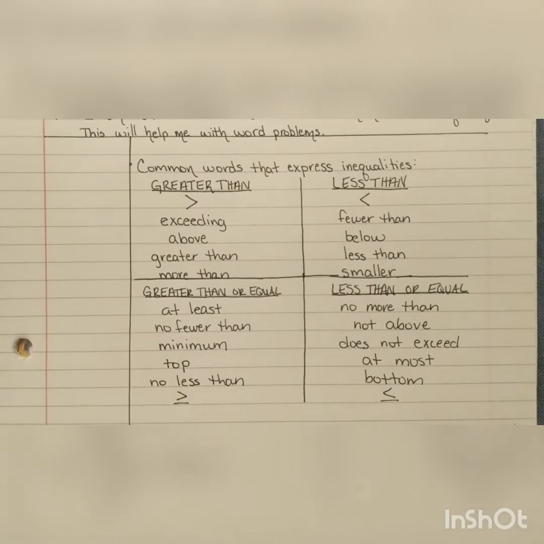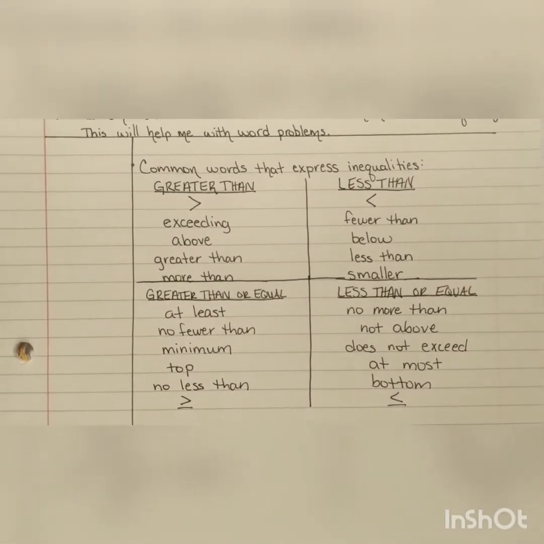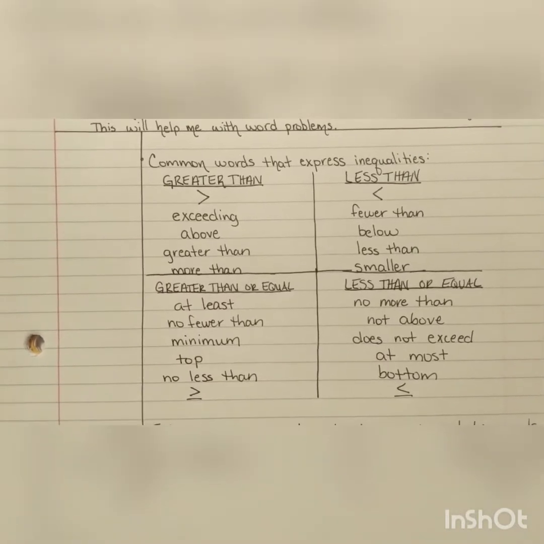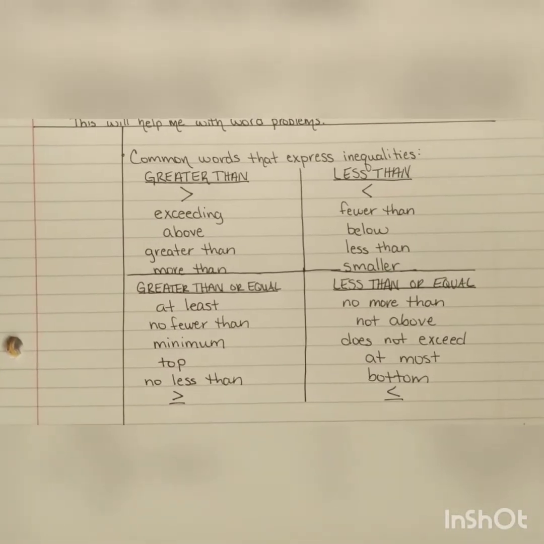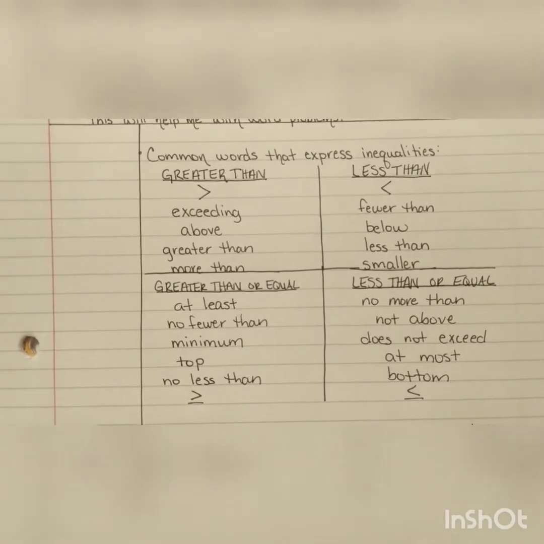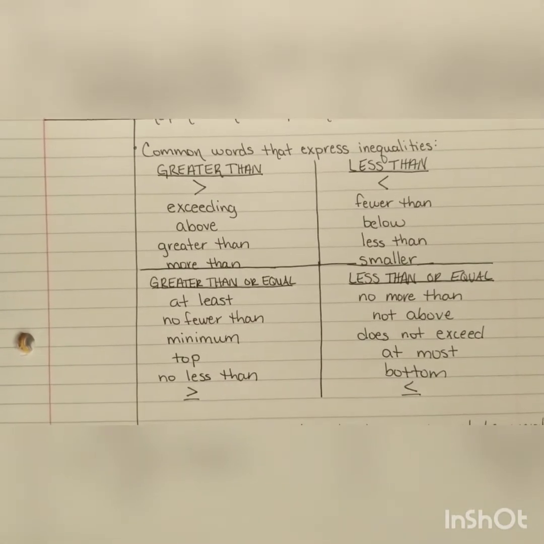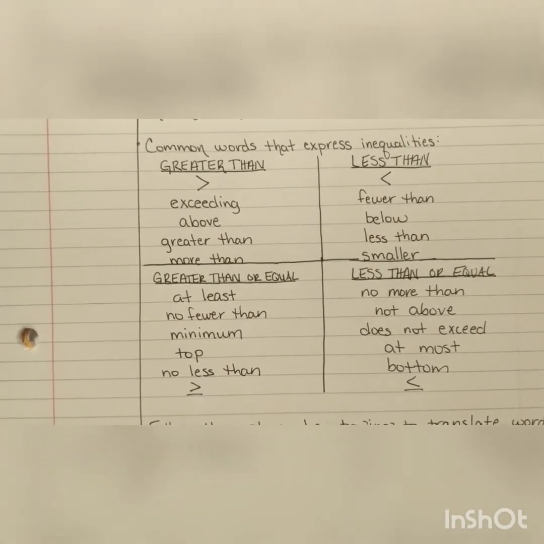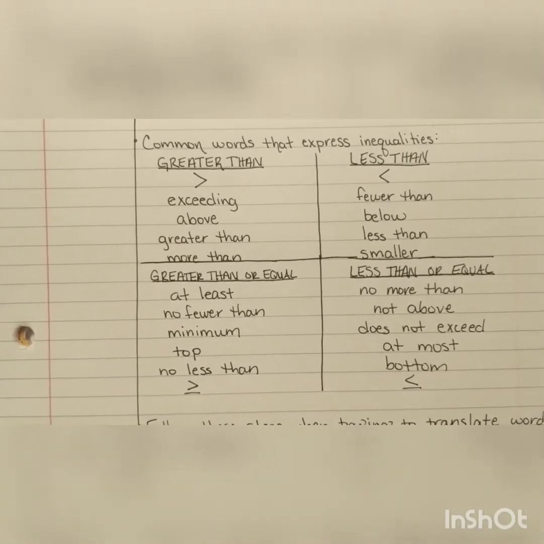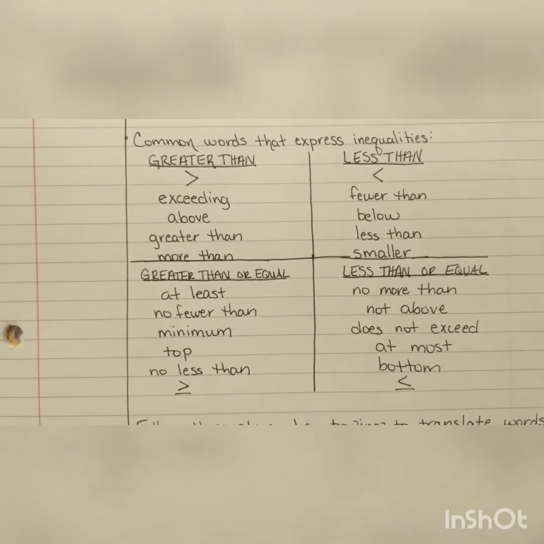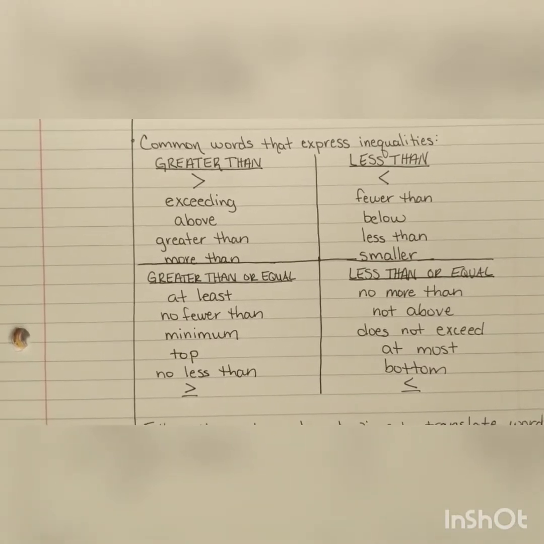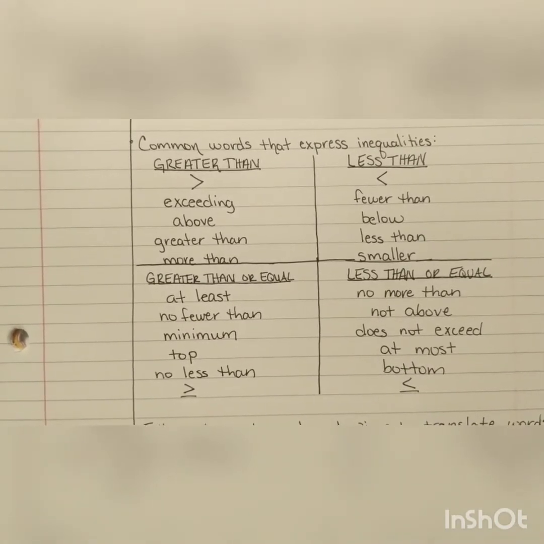These are just the general words that you will see. For greater than, it is obviously the greater than sign. Exceeding, above, greater than, and more than all will mean the greater than symbol. Less than, fewer than, below, the less than sign, and smaller all represent less than. For greater than or equal to: at least, no fewer than, minimum, top, no less than, and this symbol. For less than or equal to: no more than, not above, does not exceed, at most, bottom, and the less than or equal to symbol.